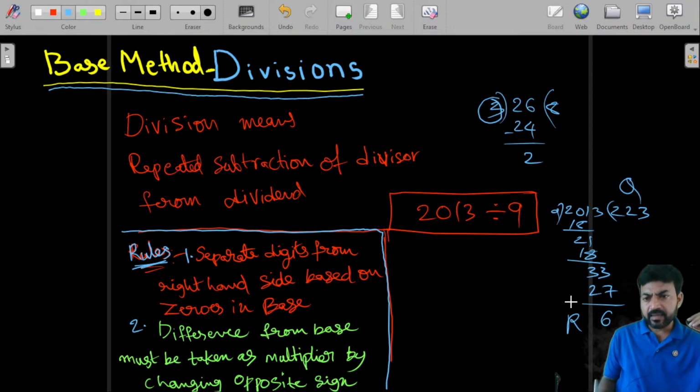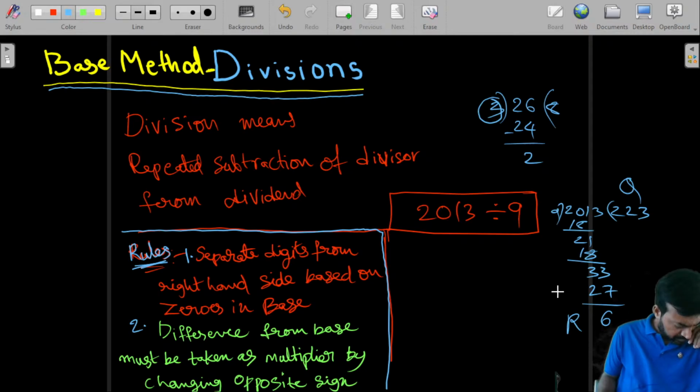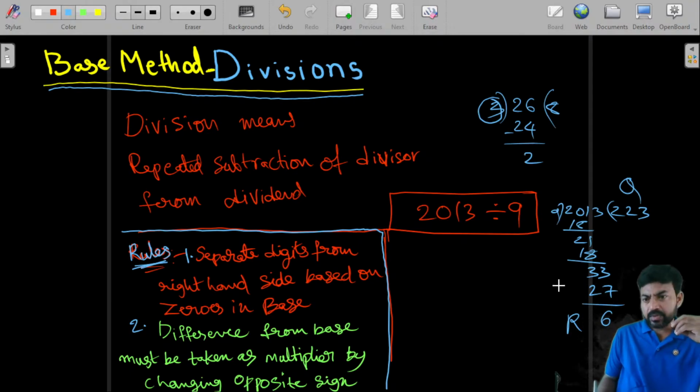2013 divided by 9. Double two three. Yes. Quotient is double two three. Remainder is 6. This is divisor 9. Divisor is 9.